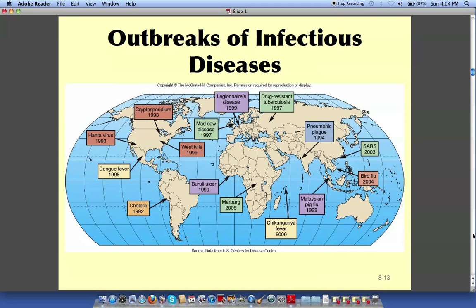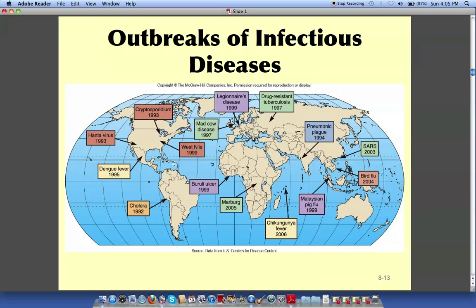Outbreaks, we can see here just some different outbreaks of different diseases. Some of these carried by rodents, some of these carried by vegetables, viruses carried by the mosquito. Okay, all sorts of things around here in America and in other areas of the world.